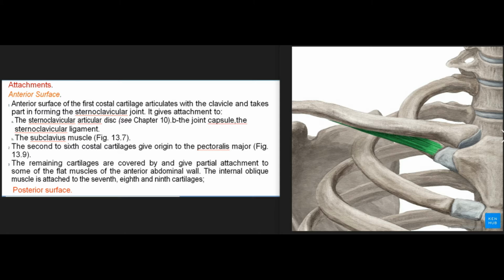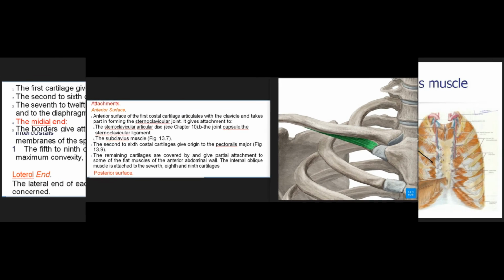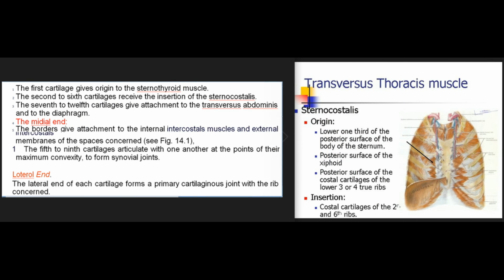3. The remaining cartilages are covered by and give partial attachment to some of the flat muscles of the anterior abdominal wall. The internal oblique muscle is attached to the seventh, eighth, and ninth cartilages. Posterior surface. 1. The first cartilage gives origin to the sternothyroid muscle. 2. The second to sixth cartilages receive the insertion of the sternocostalis. 3. The seventh to 12th cartilages give attachment to the transversus abdominis and to the diaphragm.